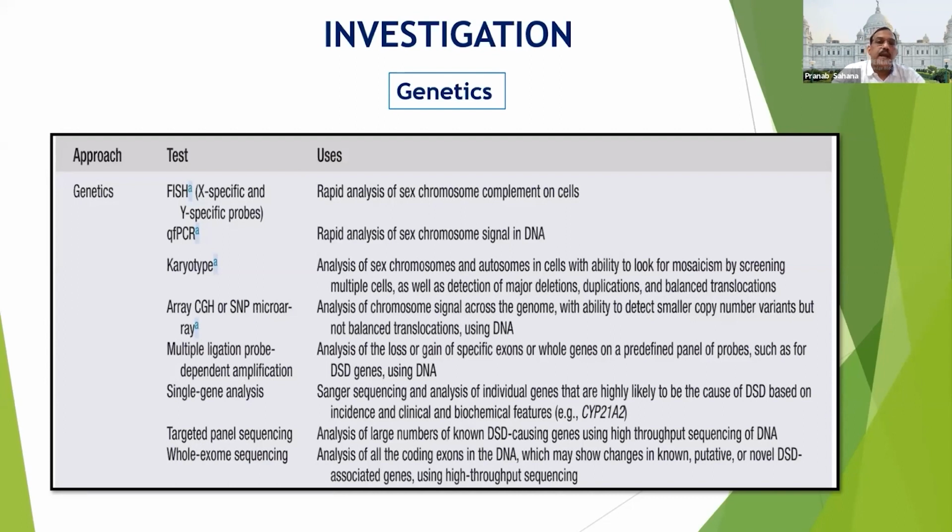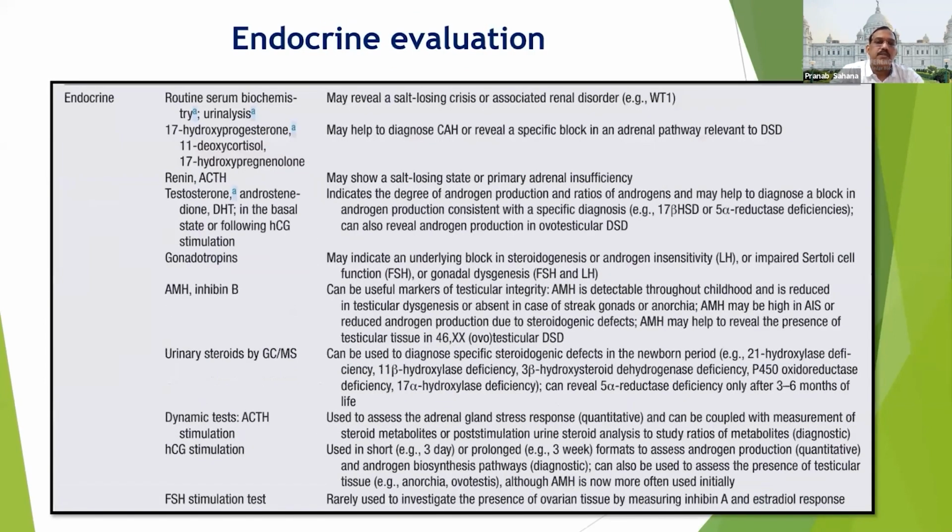Endocrine evaluation: apart from routine biochemistry, other important investigations which help in the diagnosis are 17-hydroxyprogesterone in CAH, 11-deoxycortisol, 17-hydroxypregnenolone, and of course testosterone, androstenedione, and dihydrotestosterone, both basal as well as ACTH-stimulated values. Gonadotropins can also help, particularly in androgen resistance. AMH and inhibin B can be useful markers of the integrity and function of the testis. Urinary steroids by GC or mass spectrometry can also help identify a particular defect in the biosynthetic pathway of gonadal steroid synthesis.